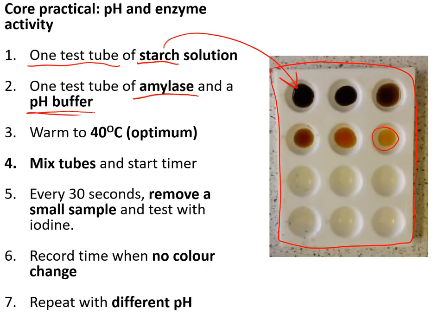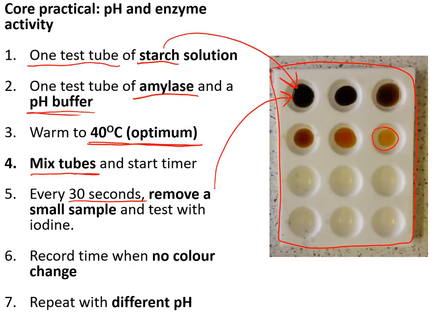The buffer is a solution with a specific pH. And we put both test tubes into a water bath at 40 degrees Celsius to reach the optimum temperature. Then we mixed the test tubes and started a timer, and every 30 seconds we took a sample out of the test tube and put it into one of our little wells of iodine on the dropping tile. And if it went black, we continued the experiment.